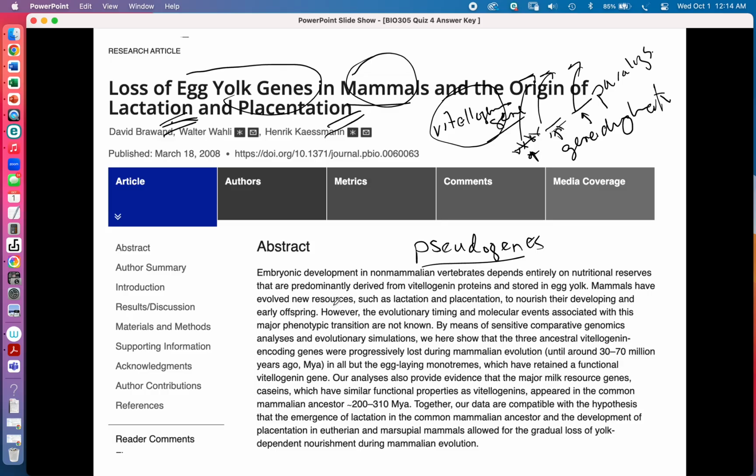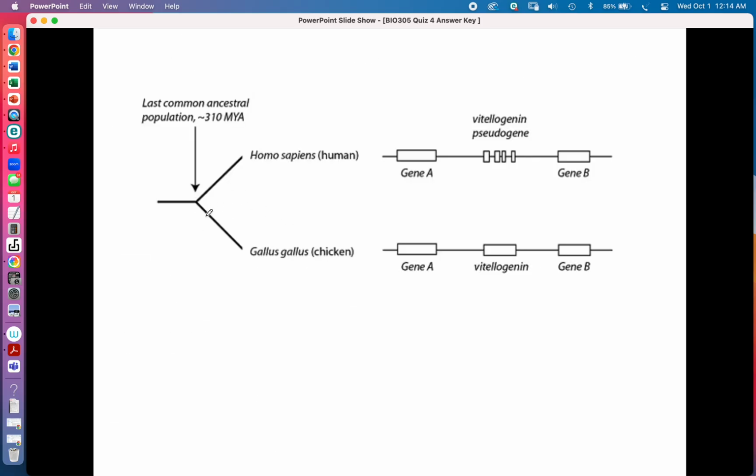And here's just a little image of this. So there's a common ancestor, and the chicken maintained the vitellogenin gene, and then humans and other mammals, just to make a direct comparison, started losing it. And we can still see remnants of that. Now, it turns out that the remnants were just really minor pieces in humans, and more recently, scientists decided they're probably not realistically a pseudogene. They're just so broken down that it's really kind of gone because it was so long ago.